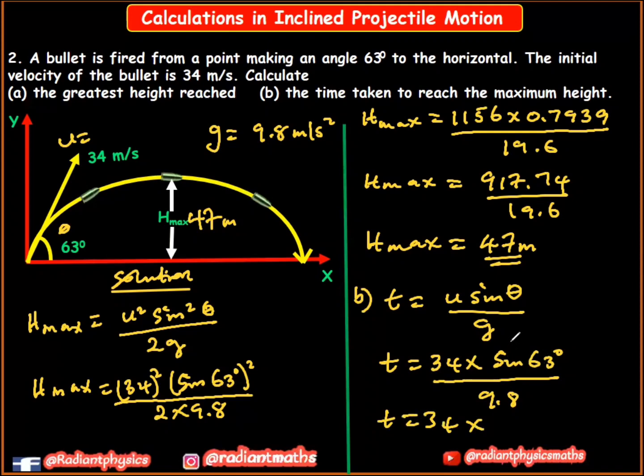The value of sine 63 from the calculator is 0.8910, and then divided by the value of g, which is 9.8. So 34 times 0.8910 divided by 9.8. So we are having 3.1 approximately. Therefore, we can say that the time taken to reach this maximum height is 3.1 seconds. So this is how to solve this type of problem.